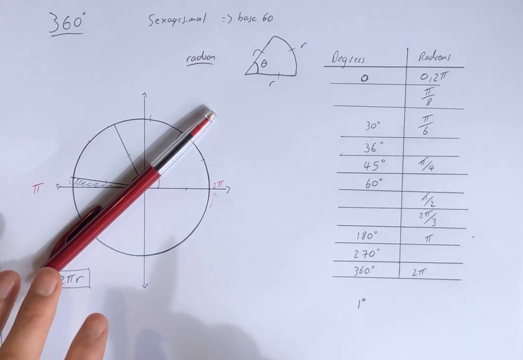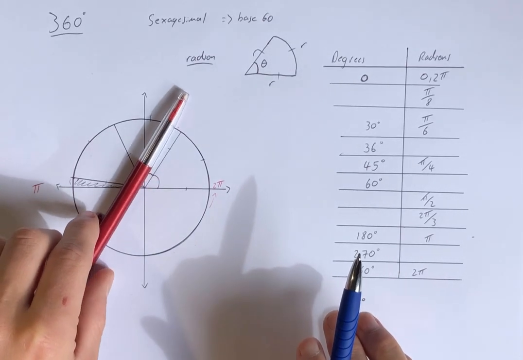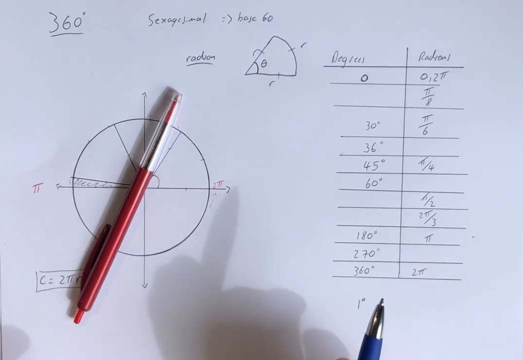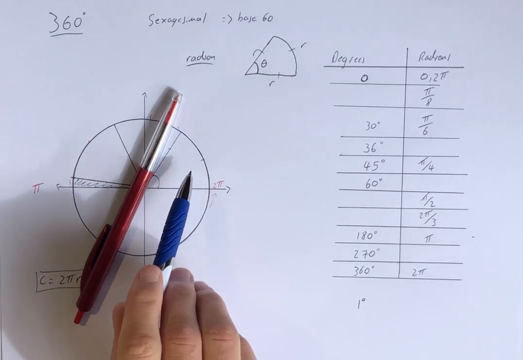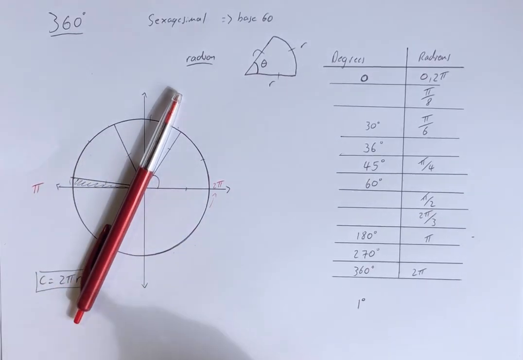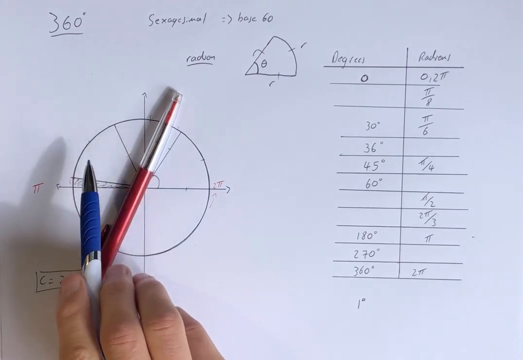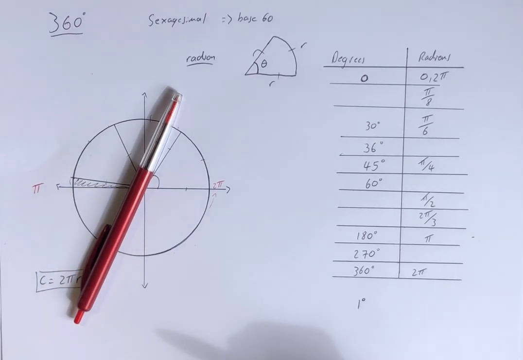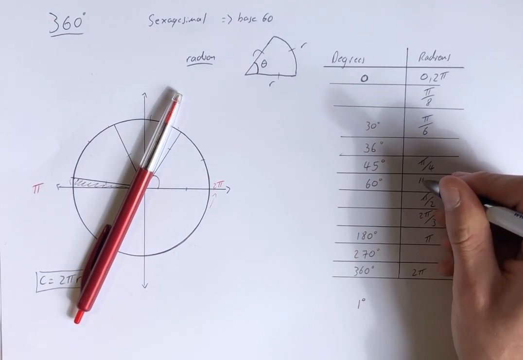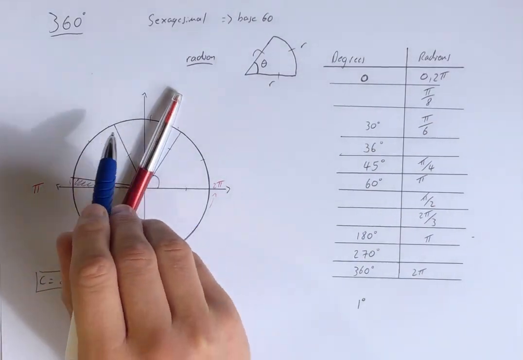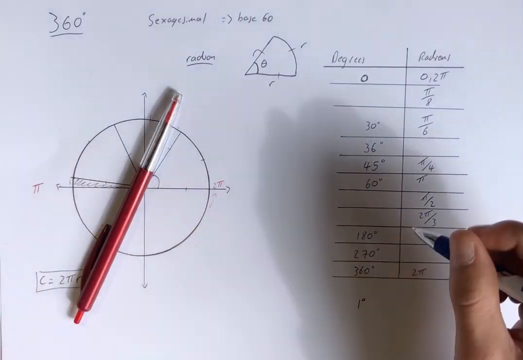What about going back the other way? What about 60 degrees? Well, 60 degrees is about up there, like that, and that's about a third of the way to 180, isn't it? Well, it is. 60 degrees is 1/3 of the way to 180. So this would be pi radians divided by 3.